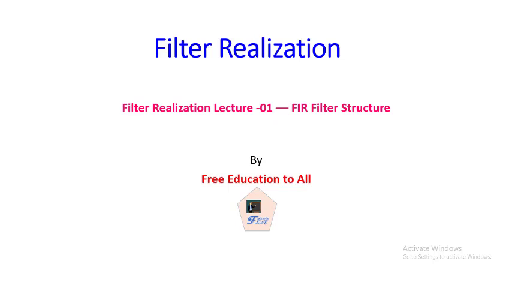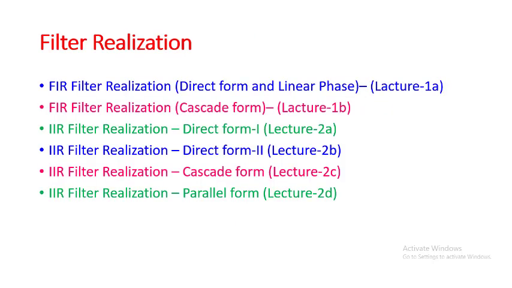This entire module we have divided into 6 lectures. 2 lectures will be on FIR filter realization. In this lecture we will be covering the direct form and linear phase realization of FIR filter, whereas the next will be the cascade form realization of FIR filter. Then for IIR filter we shall have 4 lectures: direct form 1, direct form 2, cascade form and parallel form. And in all the lectures we will try to understand these concepts with the help of some numerical examples as well.